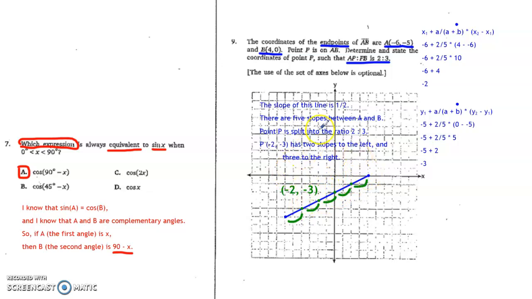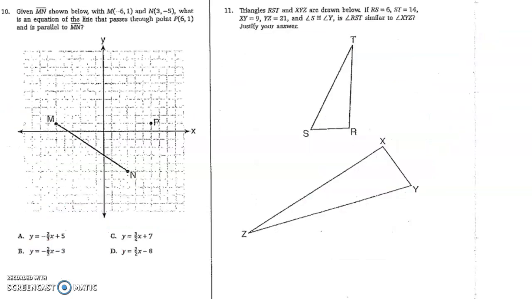And I also know that if I'm looking to split it into the ratio of 2 to 3, that means I want 2 of those slopes on the left-hand side of the point, and 3 of those slopes on the right-hand side of the point, which means this point is the point I'm looking for, which is the point (-2, -3). Well, guess what? (-2, -3) is the same exact thing that I got just by doing the work in the formula. Moving on to the next page, pause the video, check these questions out, and then come back to see if you got them right.